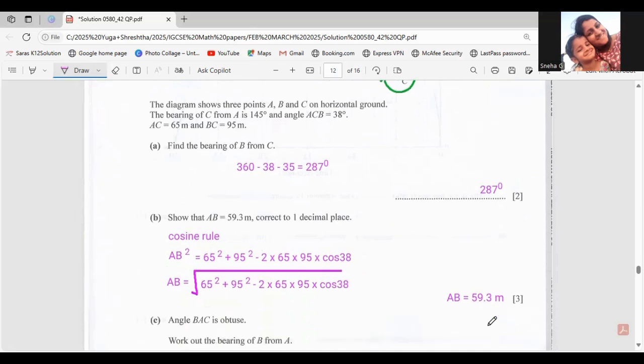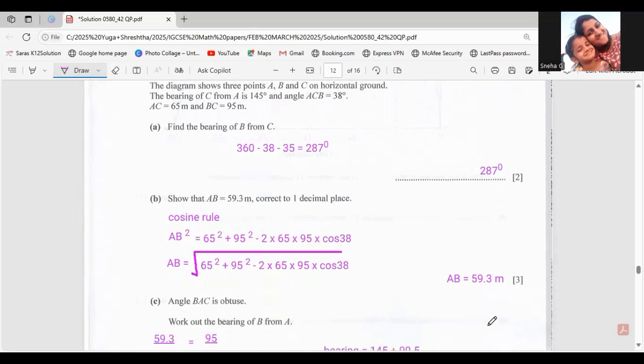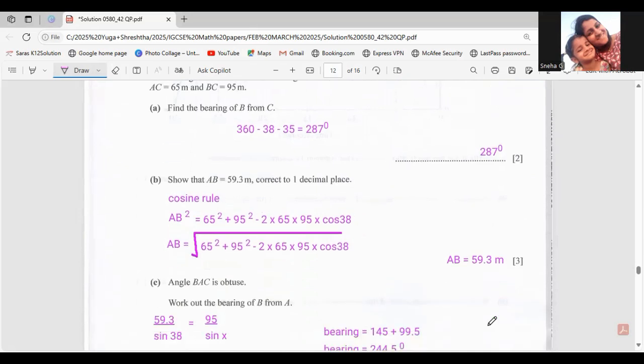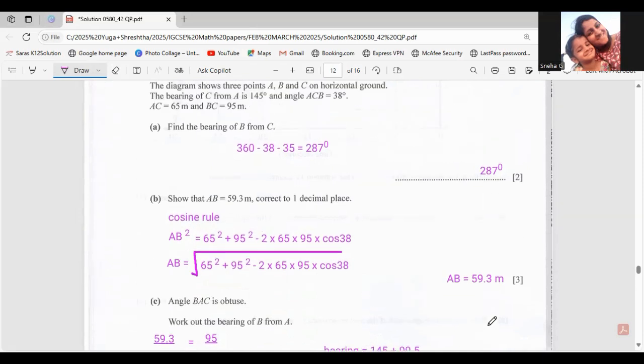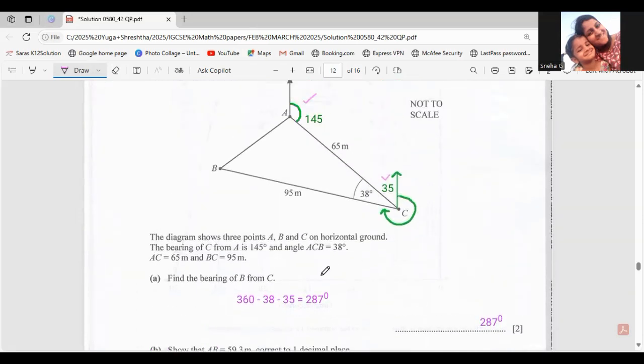Then we have to show that angle BAC is an obtuse angle and work out the bearing of B from A. So we need to work out this bearing of B from A. So this entire thing we need to work out. How can we do that?